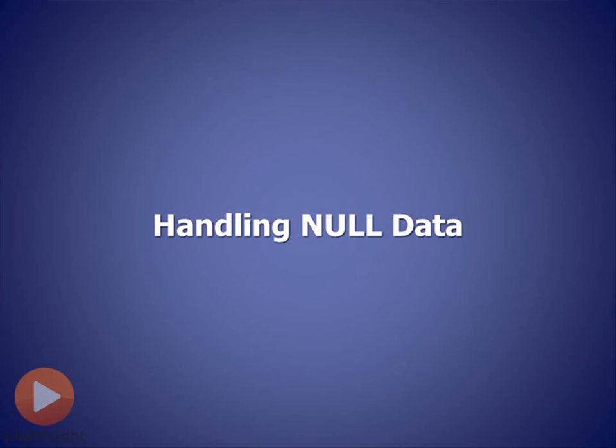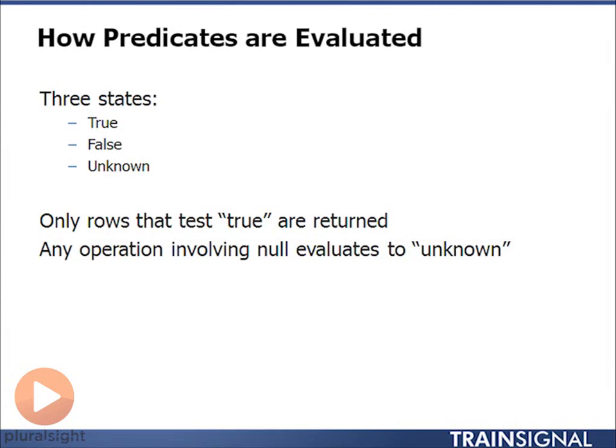Let's turn our attention to null data. Let's talk a little bit about how our predicates are going to be evaluated and then what's going to happen with null data. Now, believe it or not, predicates actually have 3 possible return values, which is very different than most other programming environments. Normally, it's simply true, false. Well, in SQL, it's true, false, and unknown.